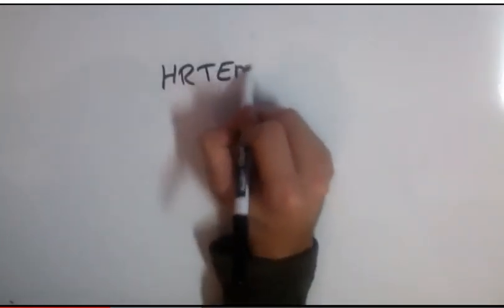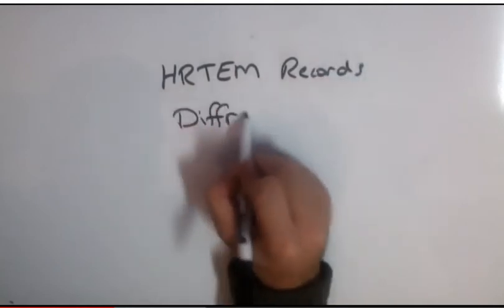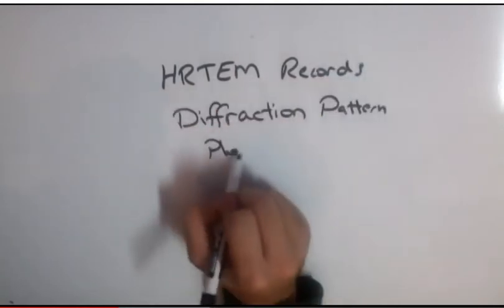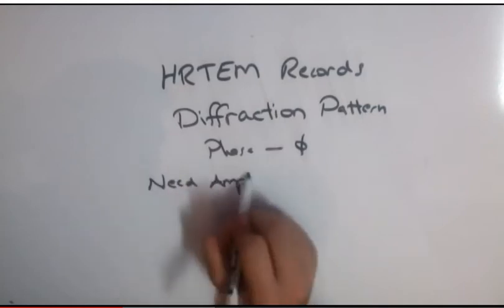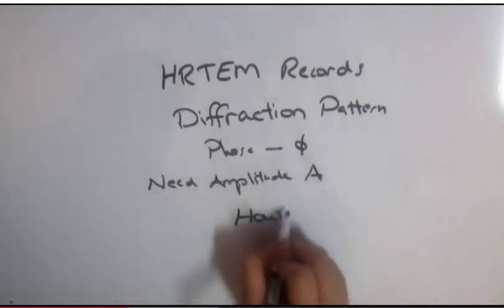This is very promising, but the problem is that HRTEM records the diffraction pattern, so it's only recording the phase of the Fourier transform. We need the amplitude to reconstruct a complete image.